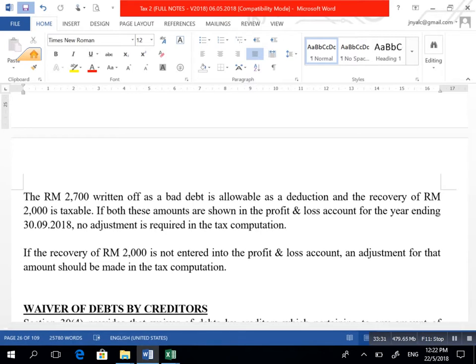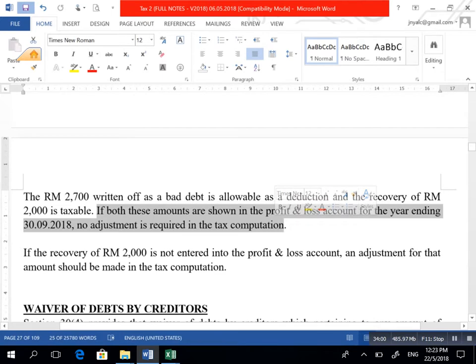You must refer back to the question. If this is non-trade, not taxable. If this is a trade debt, then the recovery is taxable. Okay, it's a trade debt, right? Yes, and that's why here they say that the recovery of the 2,000 is taxable. Then after that, they give you the adjustment. Now class, if both of these amounts are shown in your profit and loss account for the year ending 30th September 2018, if both amounts are already included in the P&L.